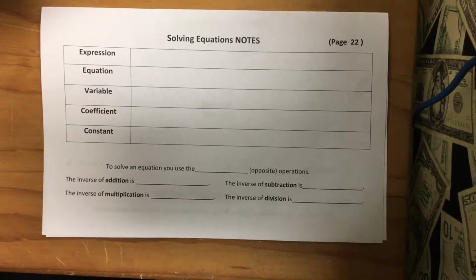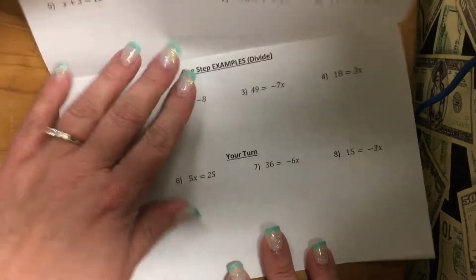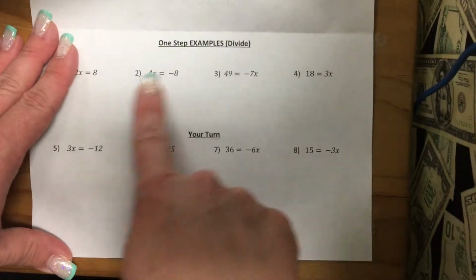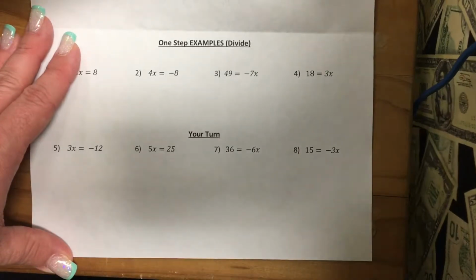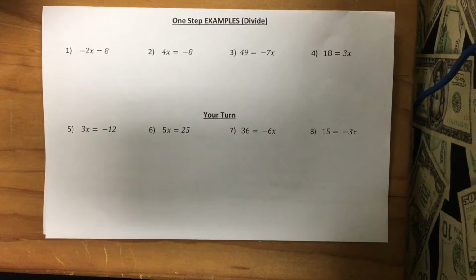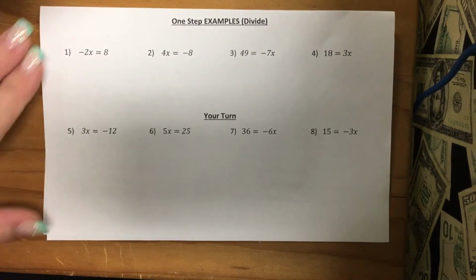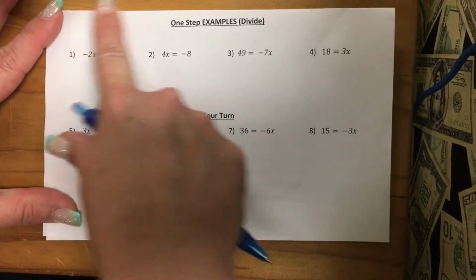All right, so the other day you got notes on solving equations, and it's on page 22 of your journal. So look inside there, because we did not finish. We're going to finish up with our one-step examples for dividing. All right, so we're going to do basically the same thing we did when we added and subtracted. We're going to do the opposite or the inverse operation.